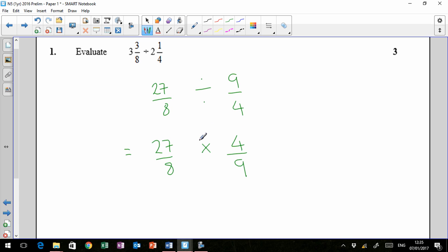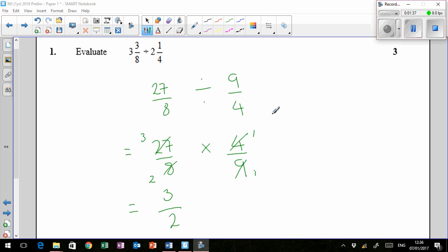Now this is a non-calculator paper. You've got two options here. You can either multiply first and then simplify, or simplify and then multiply. I think it'll be easier for you to do the latter. Anything on the top can simplify with anything on the bottom. So 27 and 9 are both in the 9 times table, so divide them both by 9. That will be 3 and that will be 1. 4 and 8 are both in the 4 times table, so divide them both by 4, it'll be 1 and 2. Then to multiply fractions, dead easy, times the tops, times the bottoms. So 3 times 1 is 3, 2 times 1 is just 2.